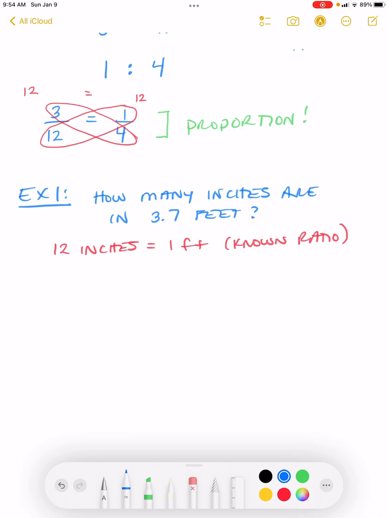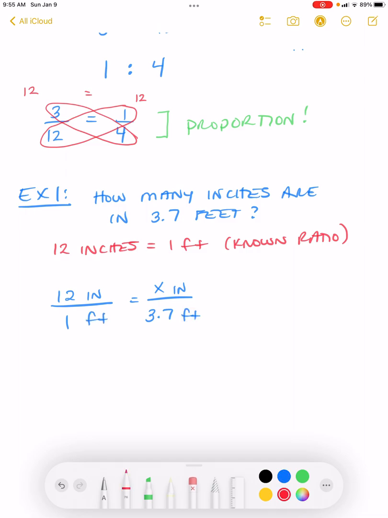So now I'm going to set up a proportion. And if I decide to put inches in the numerator and 1 foot in the denominator, then where am I going to put the 3.7 feet? Well, I'm going to put it in the denominator because the most important thing is we want the units to match in the numerator and the denominator. So if 12 inches is 1 foot, then x inches is 3.7 feet. And now we can solve for this unknown x.